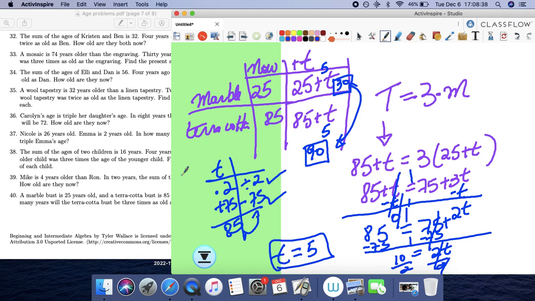So do me a favor. Practice a few more. You have the answers on the next page, the last page. I suggest you do a few more. Okay, and that's it.